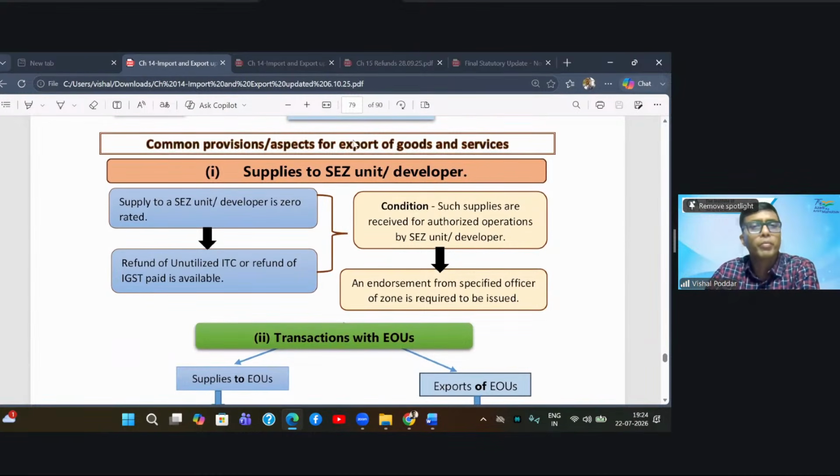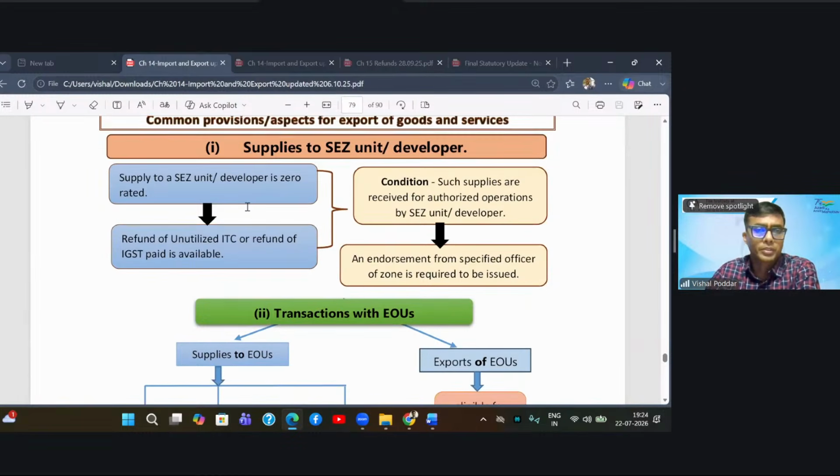Now, what are the common provisions for export of goods and services? So first, supply to SEZ unit or developer.